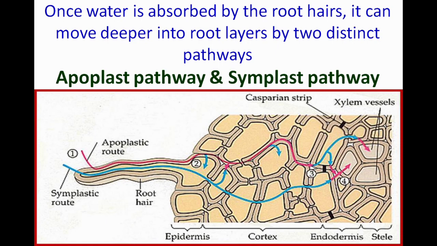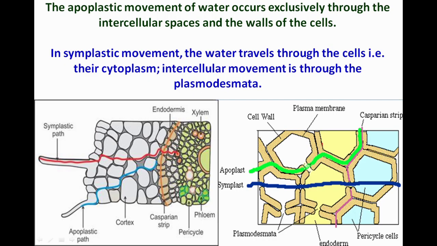Once water is absorbed by the root hairs, it can move deeper into root layers by two distinct pathways. One is apoplast pathway and another one is symplast pathway. In apoplast pathway, water moves through the intercellular space and the walls of cells. In symplastic pathway, the water travels through the plasmodesmata of the cells. Plasmodesmata are the small openings present in the cell wall.